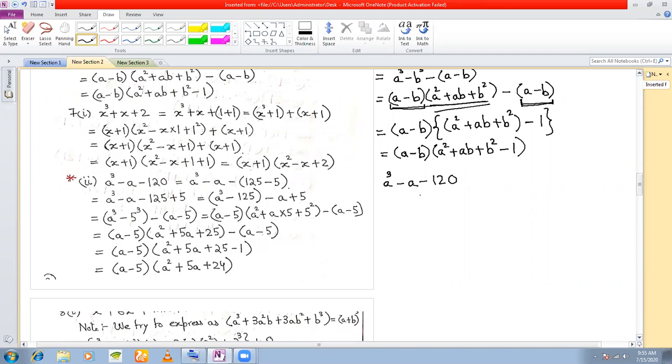See, in this kind of a sum, where you come across a cube, and then you have a, and then you have a constant, okay, 120. In this type of a sum, we will try to split 120. We will try to make, in fact, these 3 terms into 4 terms. Understood? Remember this idea. This is very important.